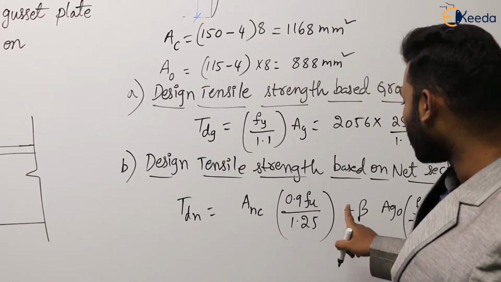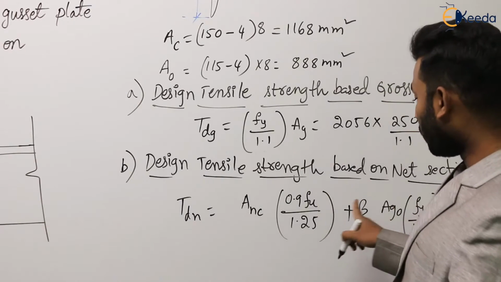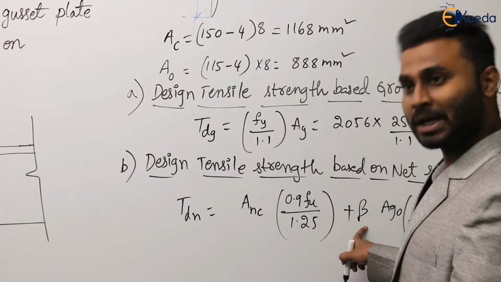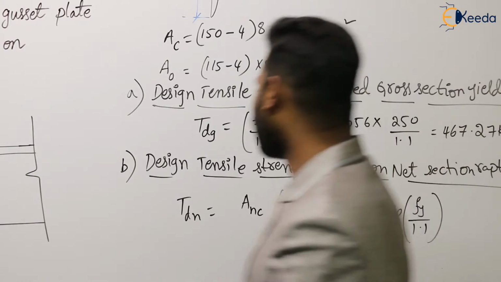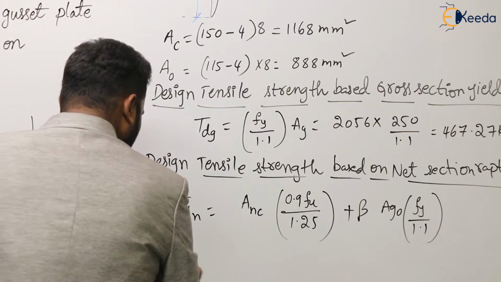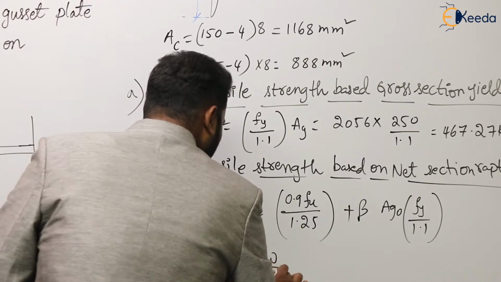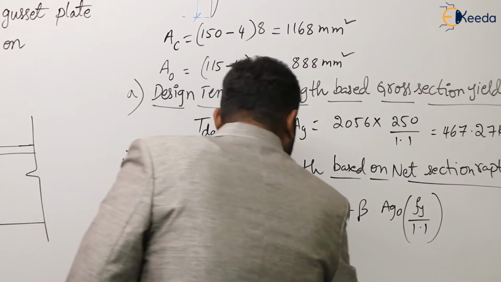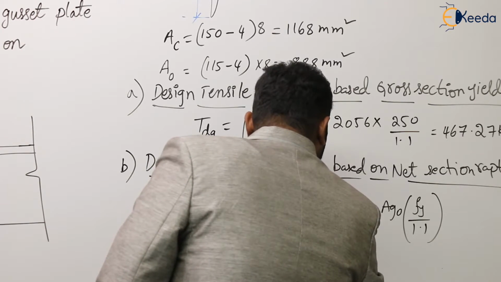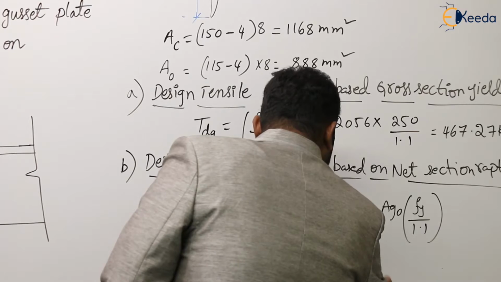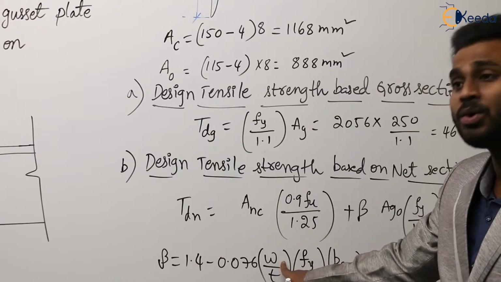Here Fu we know is 410 and Fy is 250. The only unknown is beta. So we have to calculate beta here. How to calculate beta? Tell me the formula of beta. So the beta formula here is: beta is equal to 1.4 minus 0.076 W by T into Fy by Fu into Bs by Lc. So this is the beta formula. Agree or not?